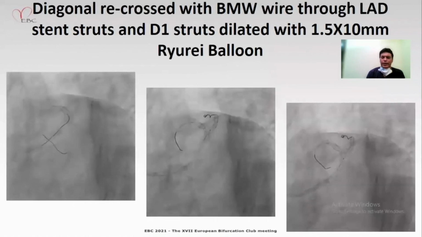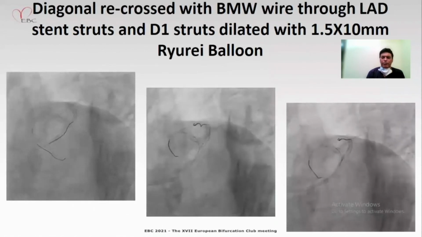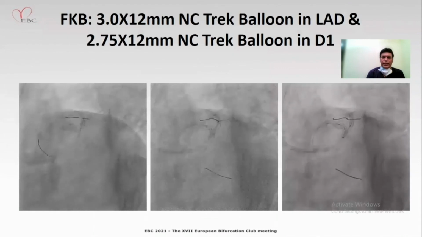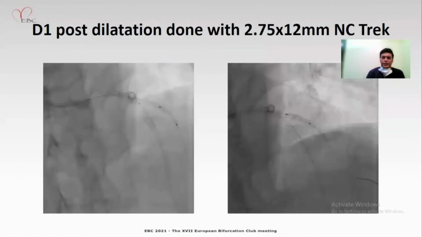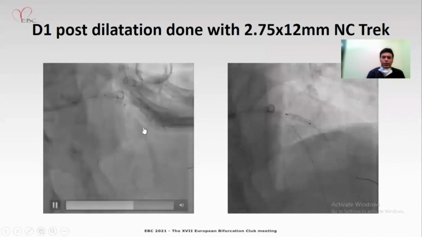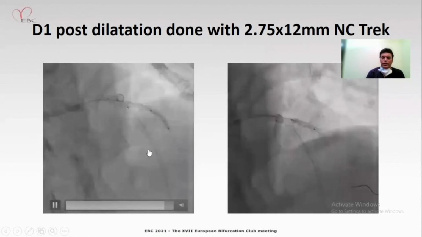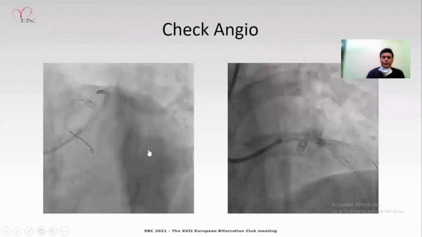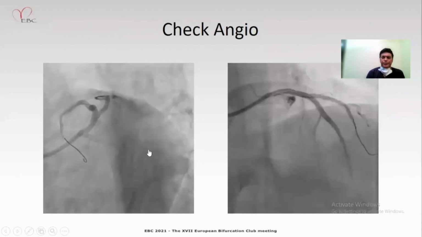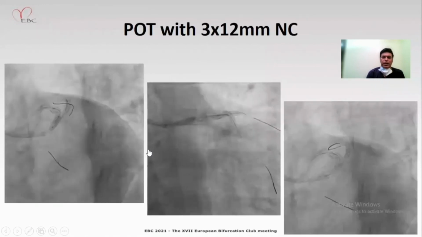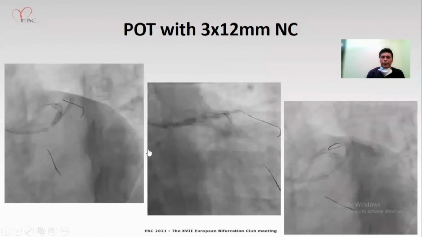And again, recrossed with 1.5 balloon. And then we used a 3 mm balloon in LAD and a 2.7 by 12 mm NC in D1. So this is the second kissing. So again, POT of diagonal was done and POT of the LAD stent was done. And you see it nicely expanded. And this nice part was performed with the 3 and 3.5 balloons.